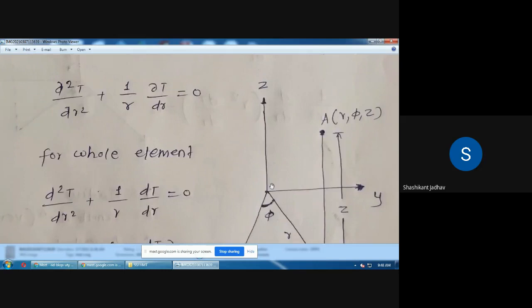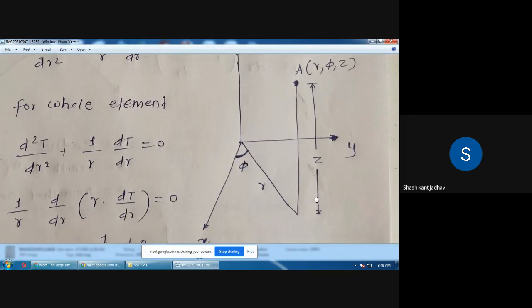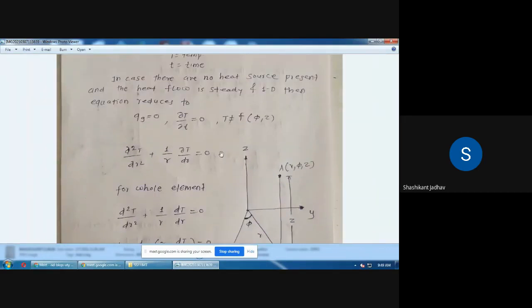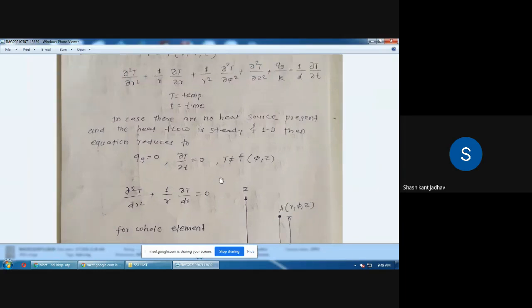From this diagram we have to understand what is meant by r. r is the distance of that particular point from the z axis. Then what is meant by z? z is the distance of that point from the horizontal plane. And phi: we take the projection of that point in the horizontal plane and draw a line from the center to that point, and the angle that line makes with the x axis is phi. So to locate a point in the cylindrical coordinate system, we need these three variables: r, phi, and z. From the derivation we get the final equation.